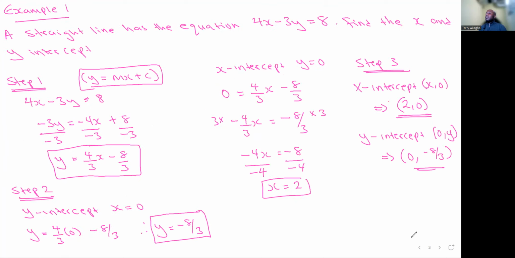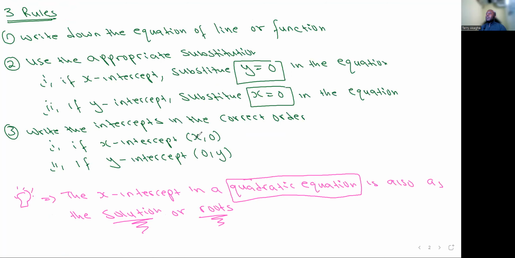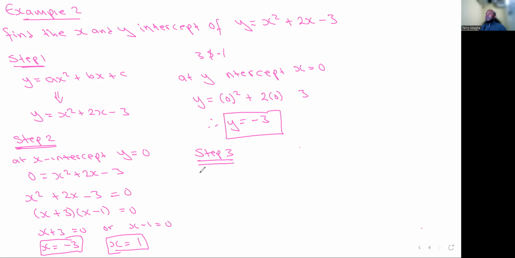We said if it's x-intercept, it's going to be x comma 0. So at x-intercept, it's going to give you x comma 0. In this case, we have two x's. So the first one is going to give us minus 3 comma 0, and the second one is going to be 1 comma 0.